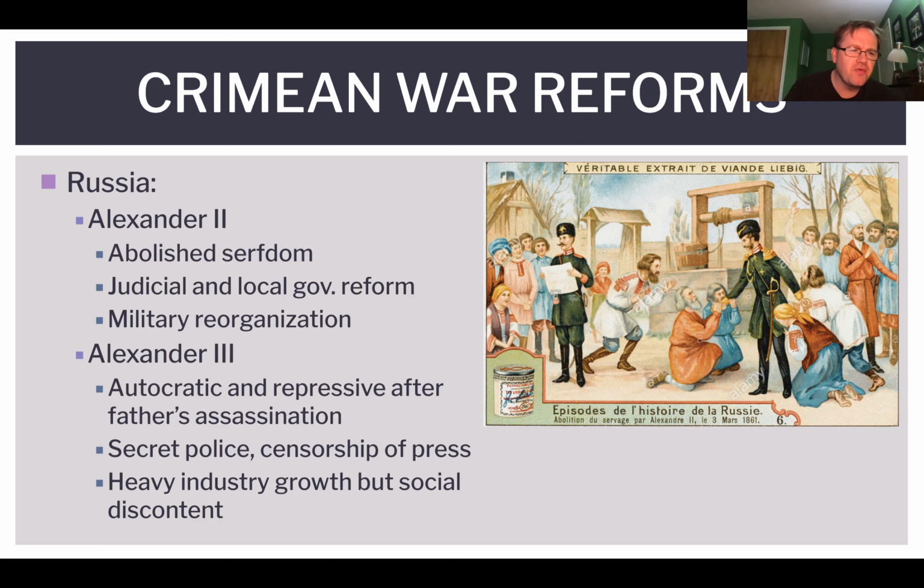There were all sorts of other reforms as well, but overall the message is this. Russia does take some steps for reform, but they don't remotely catch up to the rest of Europe. In fact, they continue to fall further and further behind because while Germany and Britain and France are engaging in the second industrial revolution, Russia is very slowly trying to modernize.